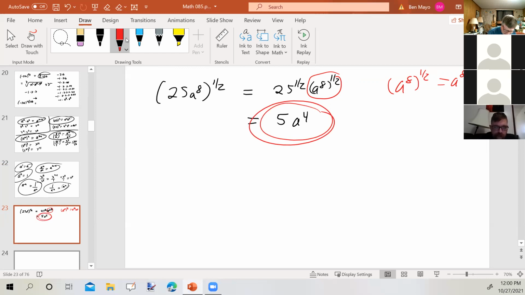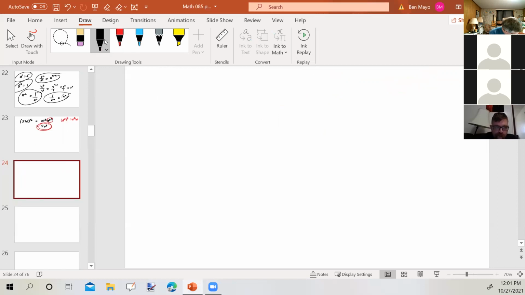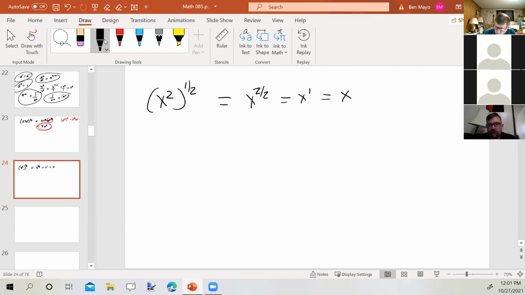Let's take a look at this problem. X squared to the 1/2 power. A power raised to a power, you would multiply the exponents, so we get x. However, in this case, we don't know whether x is positive or negative, so we do need absolute value bars. Okay.